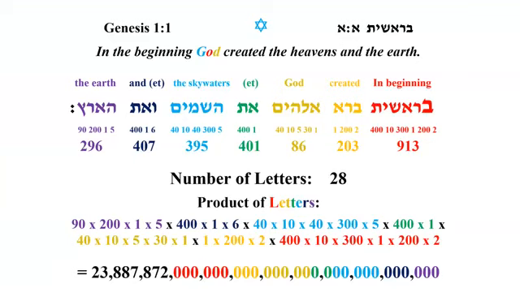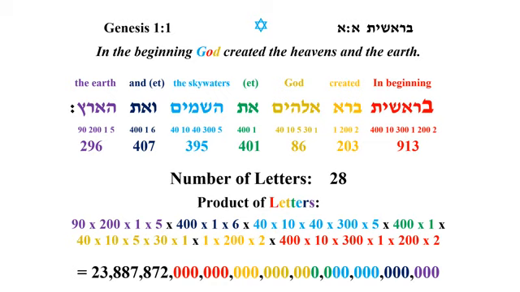Oh, here's another cool thing he does in Genesis 1:1. We have all the gematria values in here, and let's take the number of letters. Well, that's an easy one. There's 28 letters. We've already figured that out. Now I want to take the product of the letters. If you remember from your math, sum is addition, product is multiplication. So I'm going to multiply together the gematria values of all 28 letters.